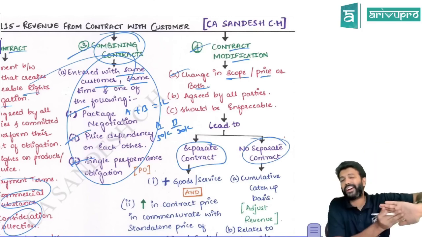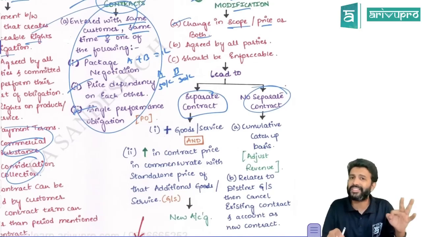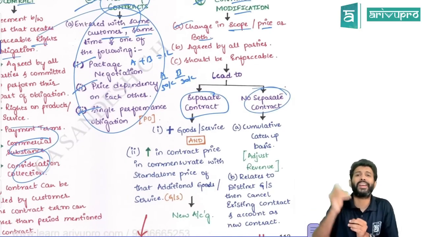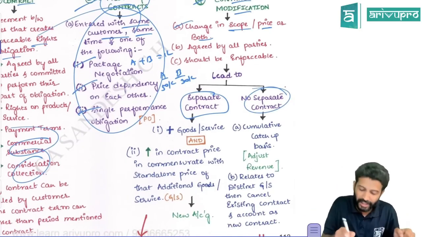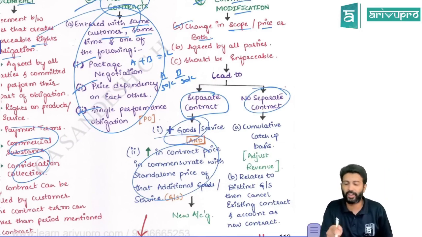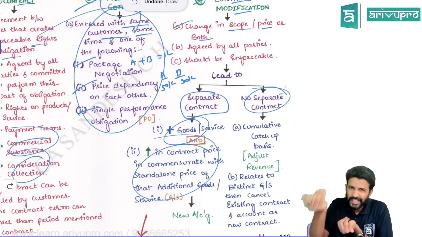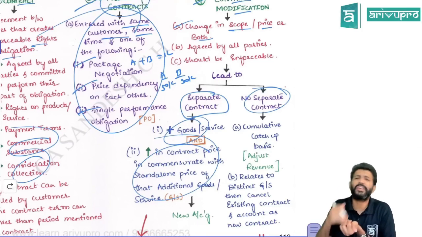If you want to treat it as a separate contract, one, new goods or services should have come in, and the increase in the contract price should be commensurate. It should be at par with the standalone selling price, meaning it should be at market terms. Same as the lease modification condition, where we learned a separate contract. If new goods or services come in, obviously we charge an extra price.